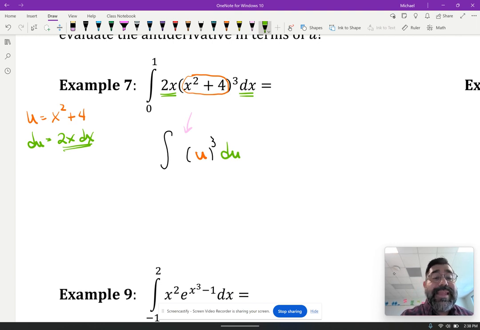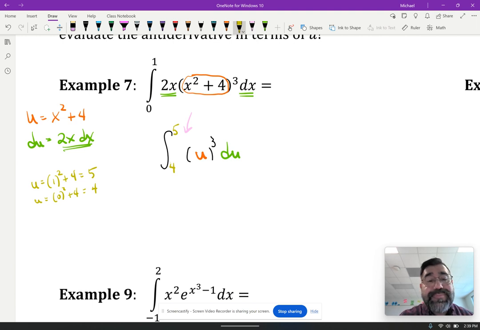However, I should not put these numbers here. Why? Because now I'm not in the world of x values anymore, and these are x values. So what we can do is convert them into u values. One way to do that is to take your u equation and plug in. If I plug in 1 into my u equation, my u value on top is going to be 5. And if I substitute 0, my u value on the bottom is going to be 4.